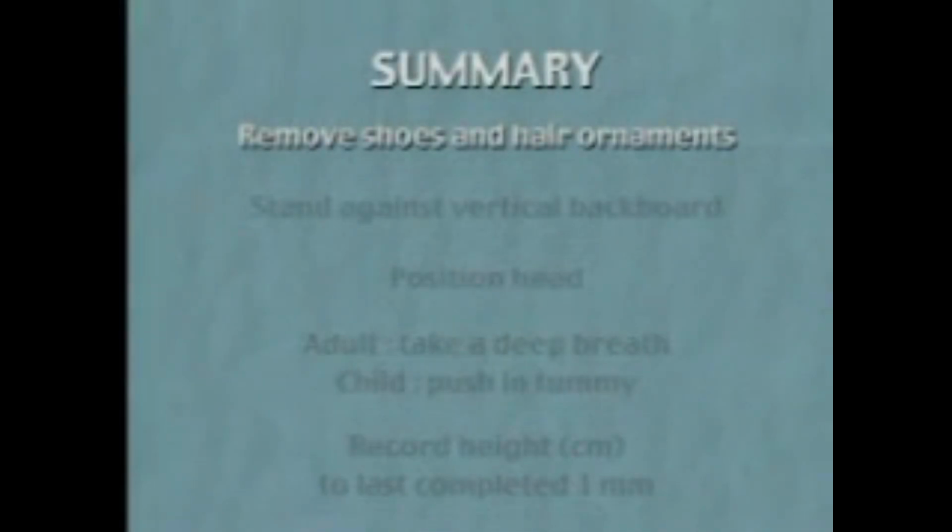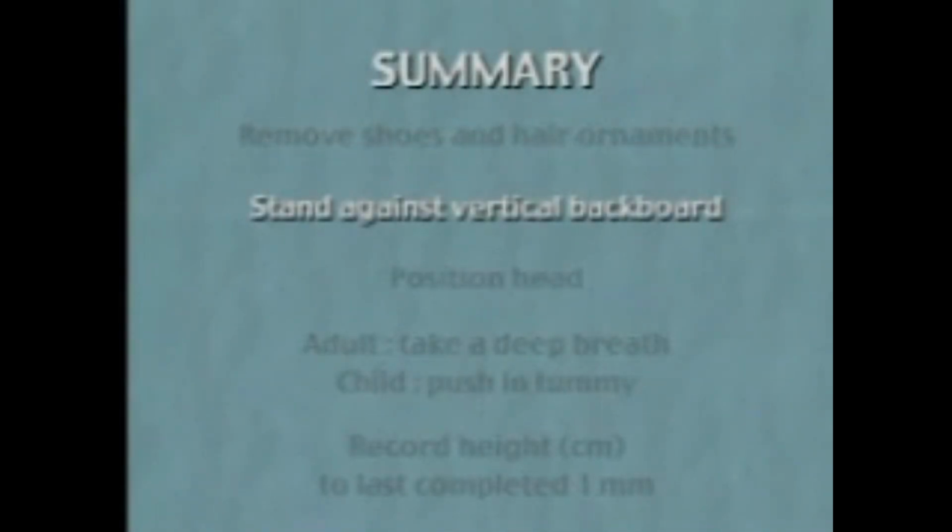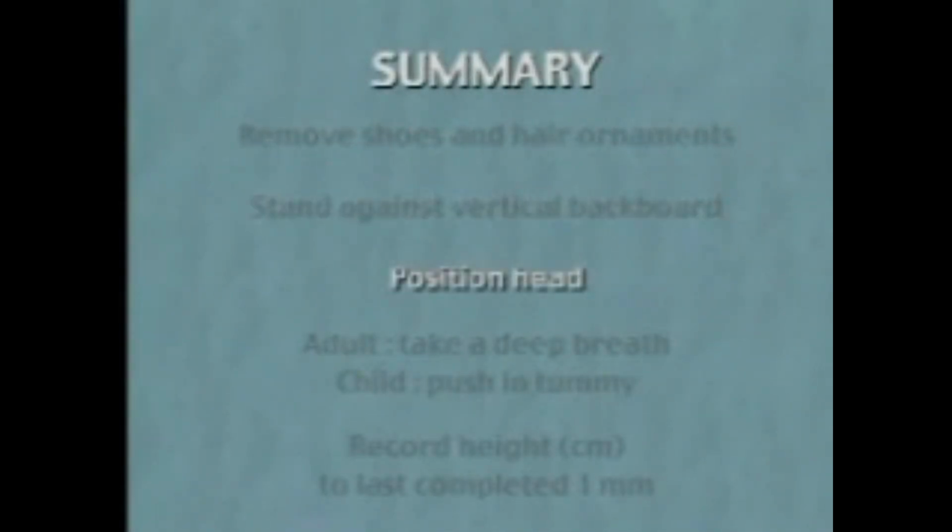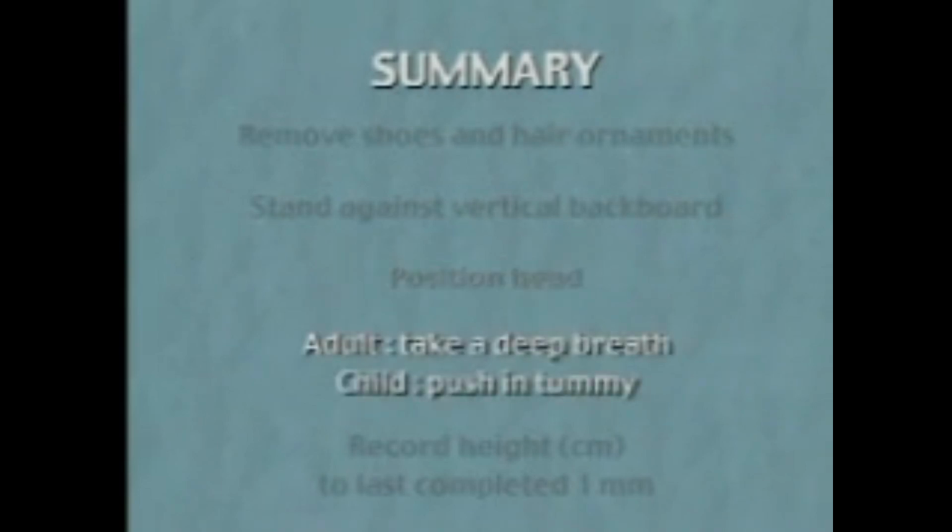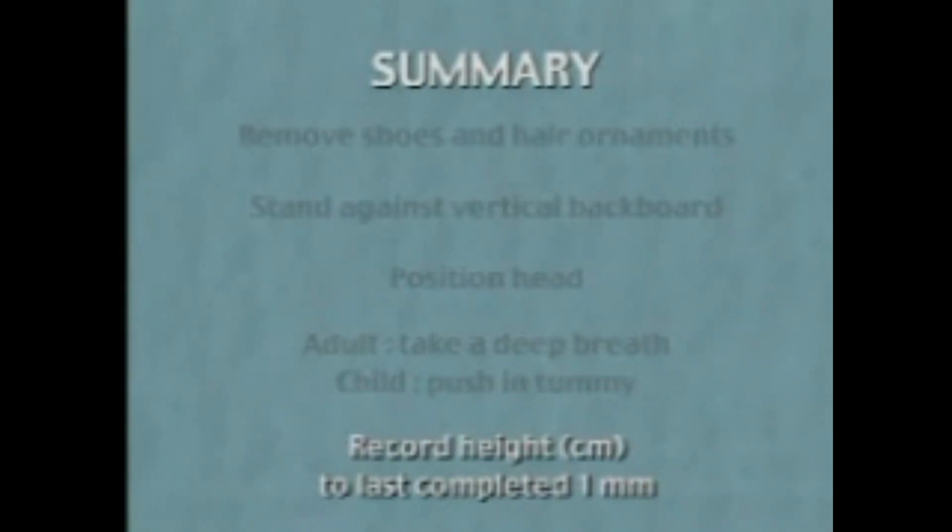Remove shoes and hair ornaments. Stand against the vertical backboard. Position the head. For adults, they should take a deep breath. For children, push in their tummy. Record the height in centimeters to the last completed 1 millimeter.